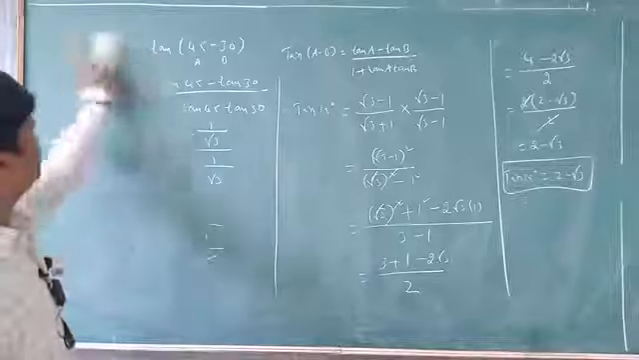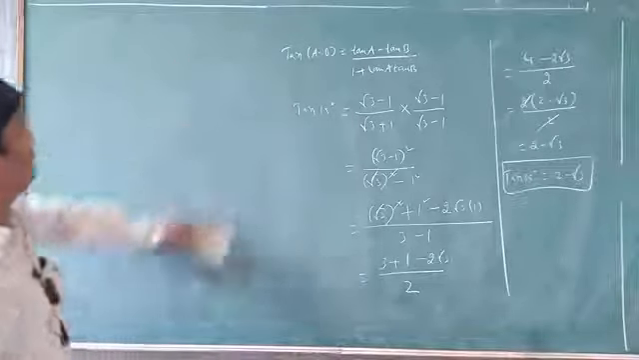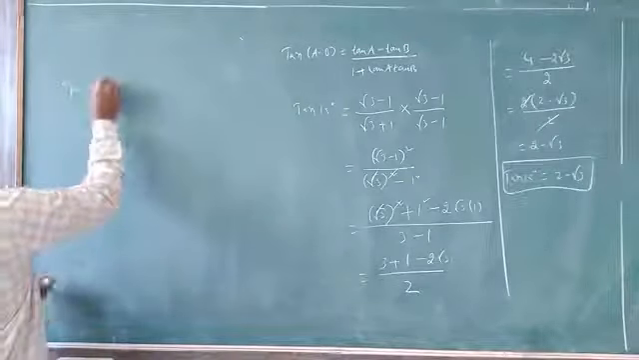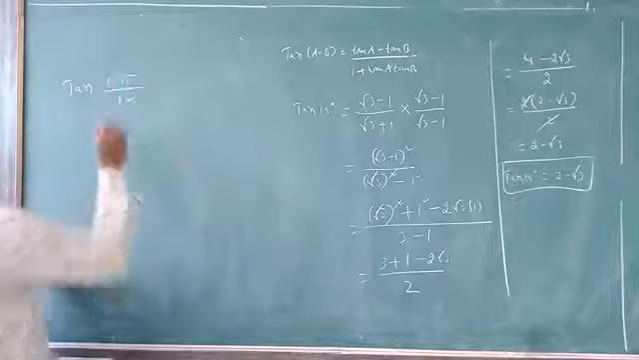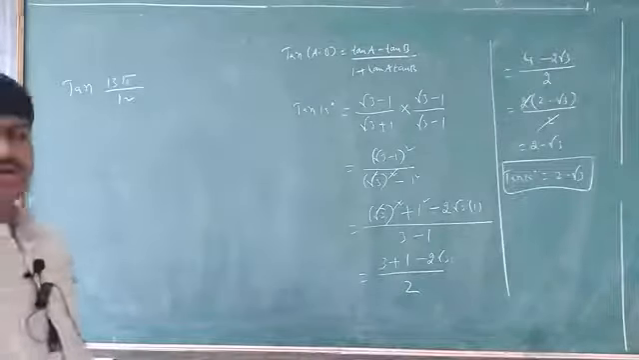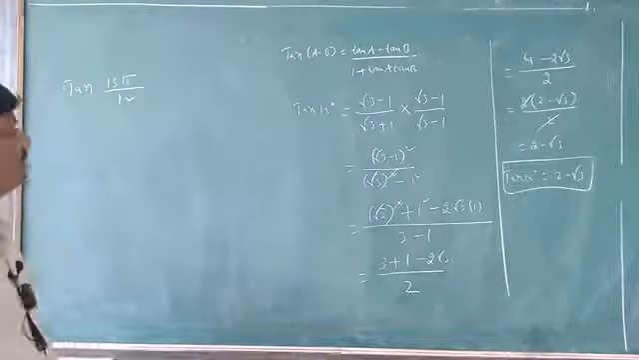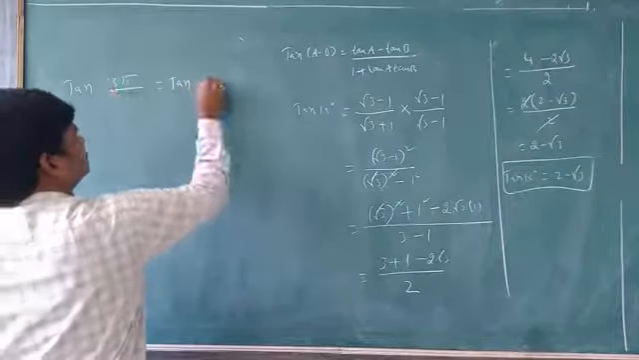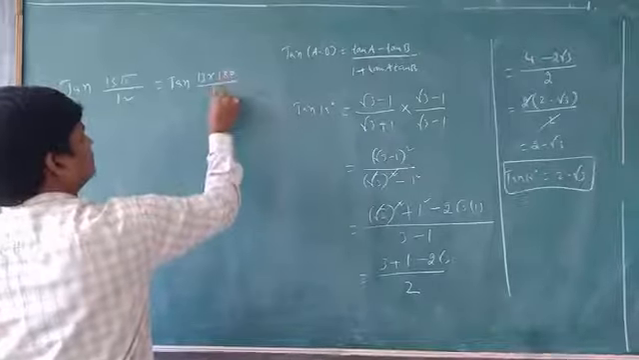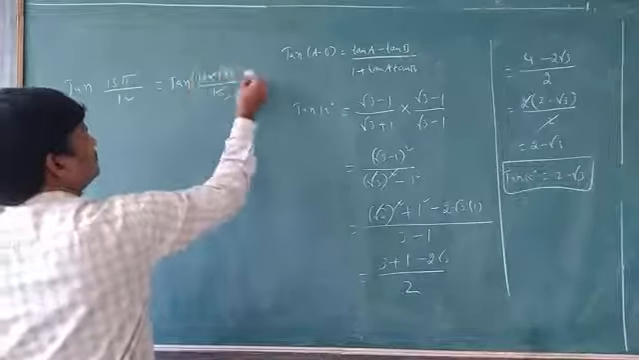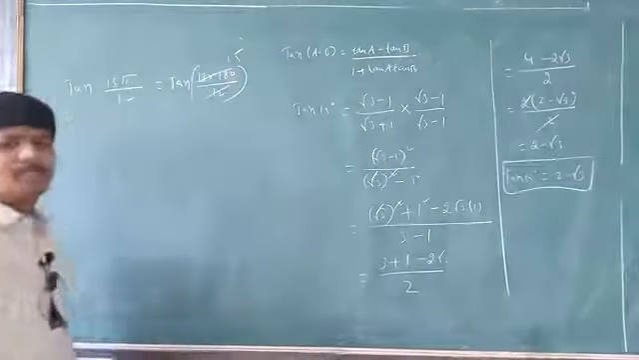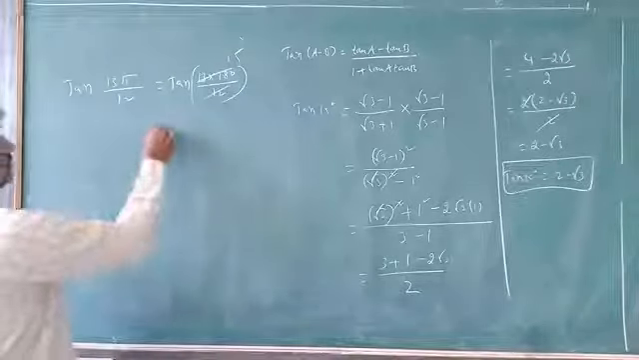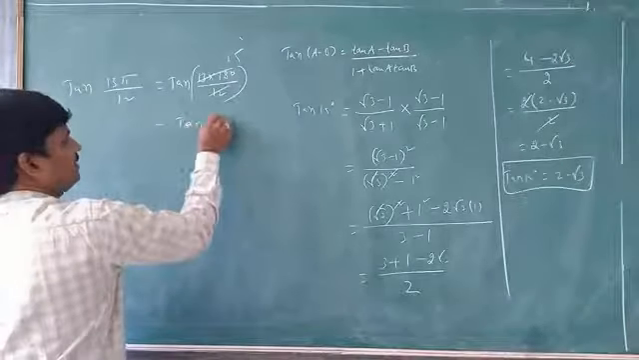Here is one more question: tan 13 pi by 12, you have to find. Simplify this first. 13 pi by 12 means 13 times 180 by 12. Simplify this and you will get 15 degrees. So what do you get here? Tan 15.